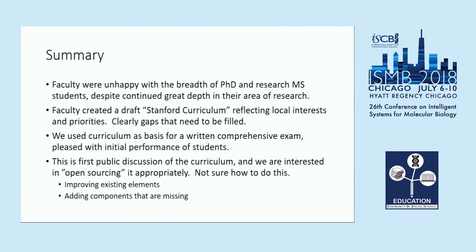I think you get that idea. So I'm going to end maybe a little early, but that's fine for questions, and it's the end of the day. Faculty were unhappy with the breadth of the PhD and research master students going in, despite continued really success in their depth. So the depth was not the problem. Years 3, 4, and 5 went well. We just weren't happy with the outcomes at year 2.